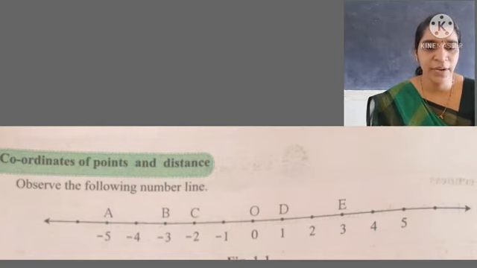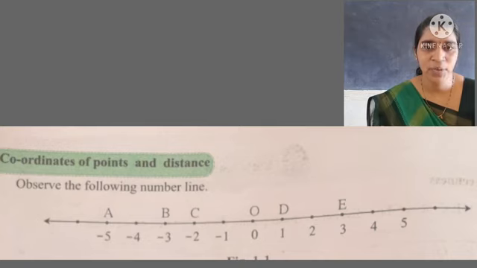What is the point D denotes? Point D denotes the number 1. Point E denotes the number 3.